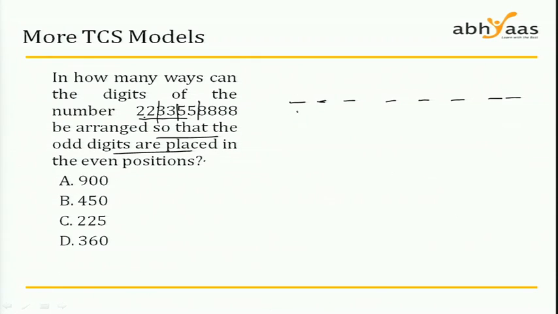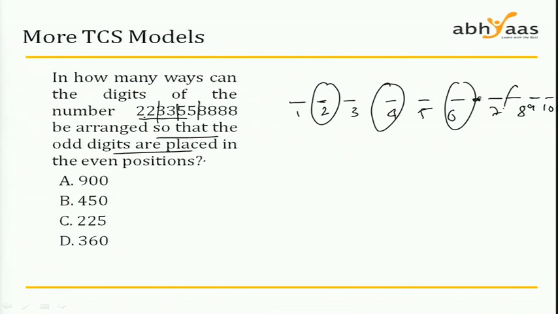Right, so how many digits do I have? 1, 2, 3, 4, 5, 6, 7, 8, 9 and 10. Right, so it's a 10 digit number. How many of my odd digits have to go to even places? So what are the even places? 2, 4, 6, 8 and 10. So all the odd digits should go to any one of the 5 places.